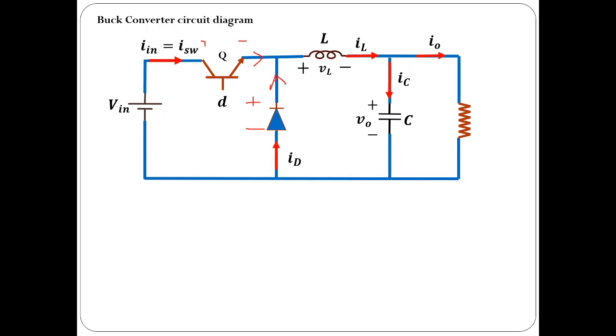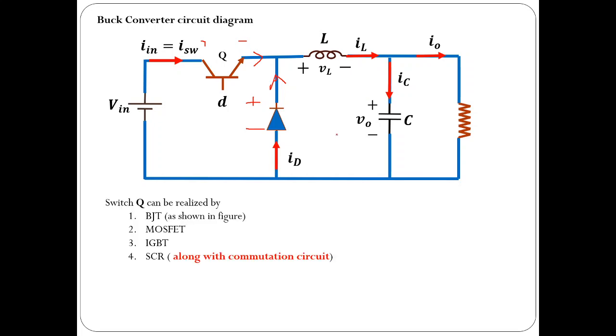So the role of each component is explained very well, right? This transistor Q is to control the output voltage of the buck converter. This diode is to provide the continuous path for the current through the inductor. The inductor is to reduce the ripple in the current and also provide space for the voltage ripple, and the capacitor is to reduce the ripple in the output voltage and also to provide the path for the ripple current, right?